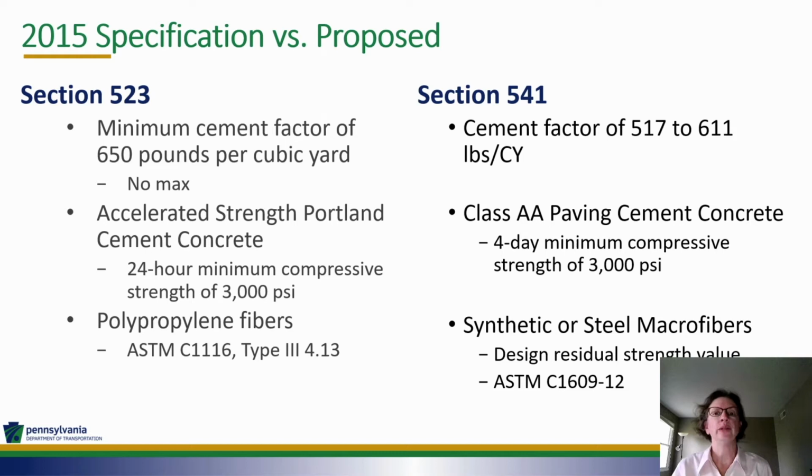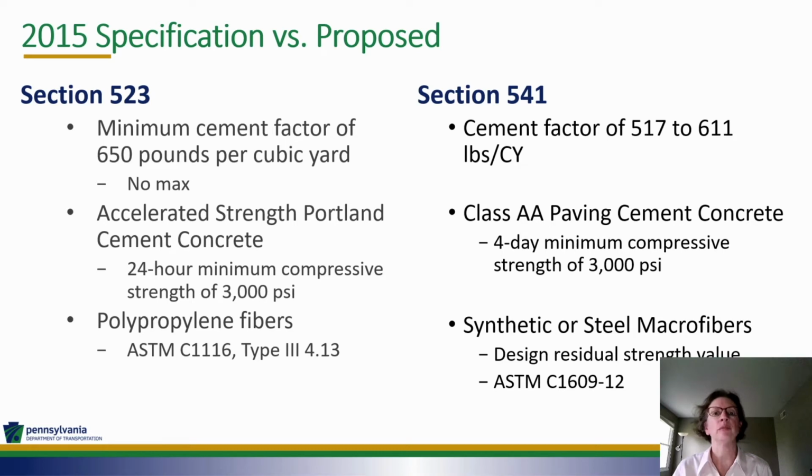Section 523 is in need of some revisions to help control this type of cracking. Section 541 is to replace Section 523 and has been drafted and is planned to go out on clearance transmittal review in the near future. Cement factor is proposed to be reduced from a minimum of 650 pounds per cubic yard with no maximum to a cement factor of 517 to 611 pounds per cubic yard to match the current Section 501 mix.